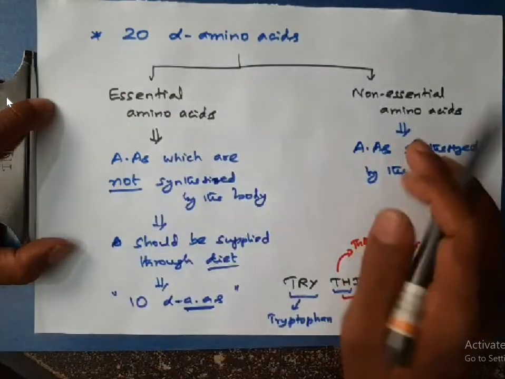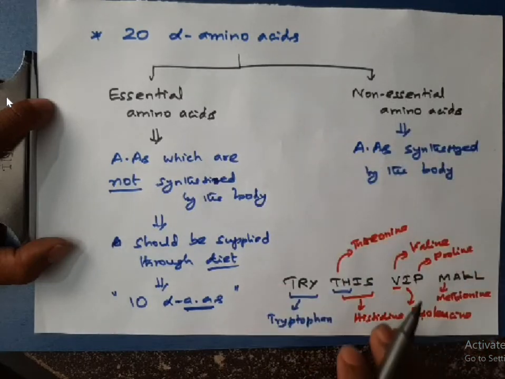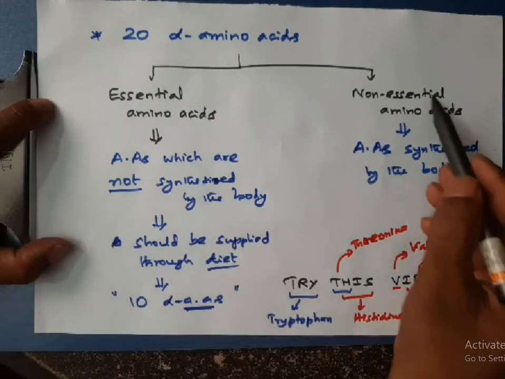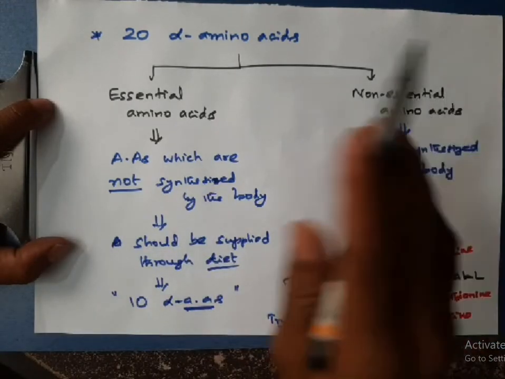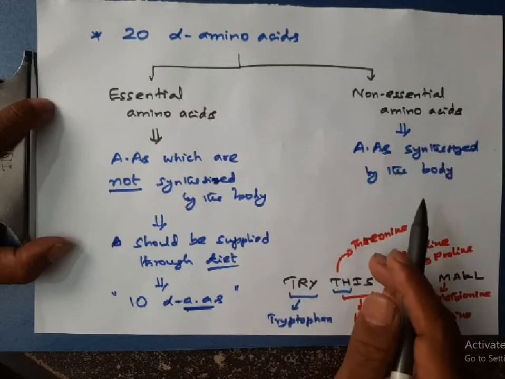Very simple. Some amino acids are synthesized by the body itself. You need not worry about those amino acids. Those amino acids are called non-essential amino acids. You need not worry about them. The body itself takes care of that.